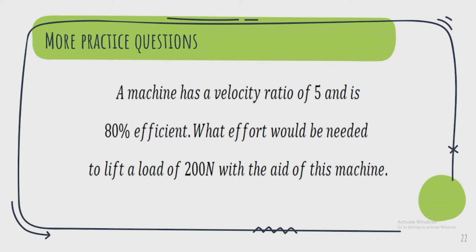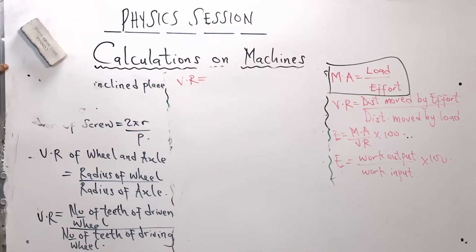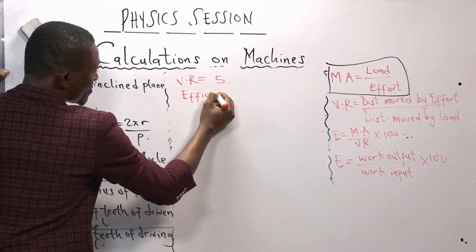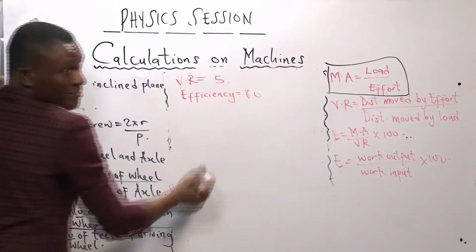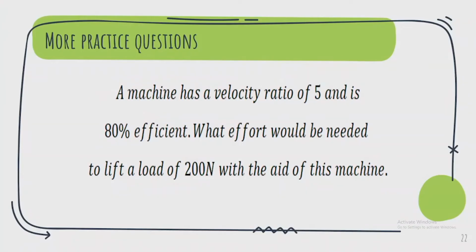So a machine has a velocity ratio of 5 and is 80% efficient. I'm sorry if I'm too fast, I'll go slowly. A machine has a velocity ratio of 5 and is 80% efficient. So let me write the parameters on the board. It has a velocity ratio of 5, right? And it has an efficiency of 80. It has a velocity ratio of 5, efficiency of 80. So what effort will be needed to lift a load of 200 Newton using this machine?